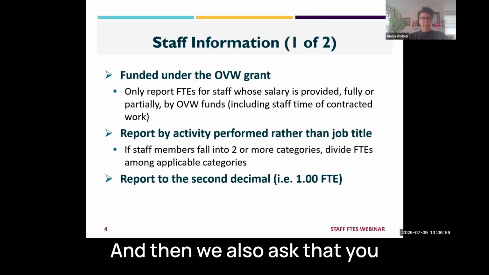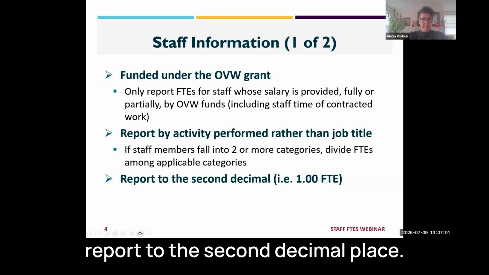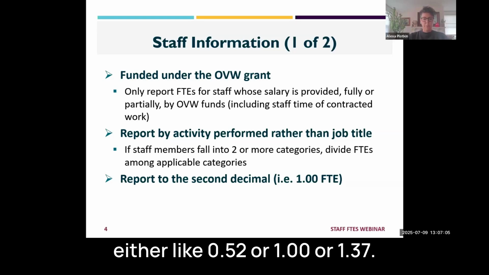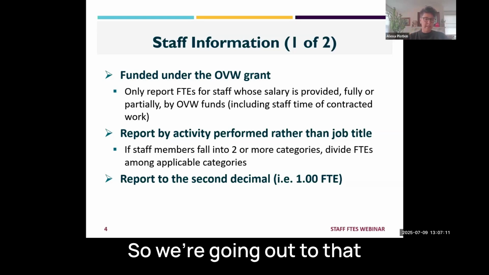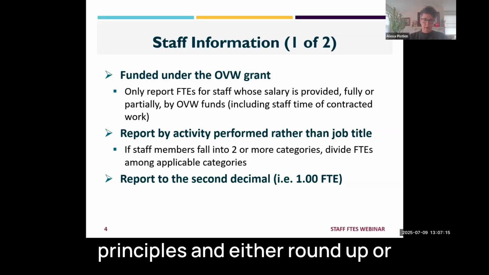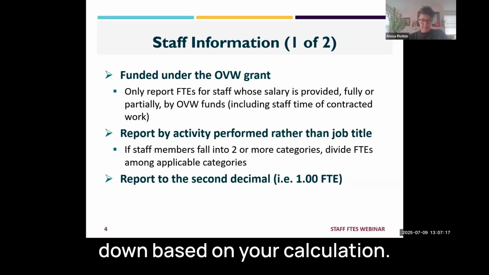And then we also ask that you report to the second decimal place. So FTEs are reported as either like a 0.52 or a 1.00 or a 1.37. So we're going out to that second decimal point. So you'll just use regular rounding principles and either round up or down based on your calculation.